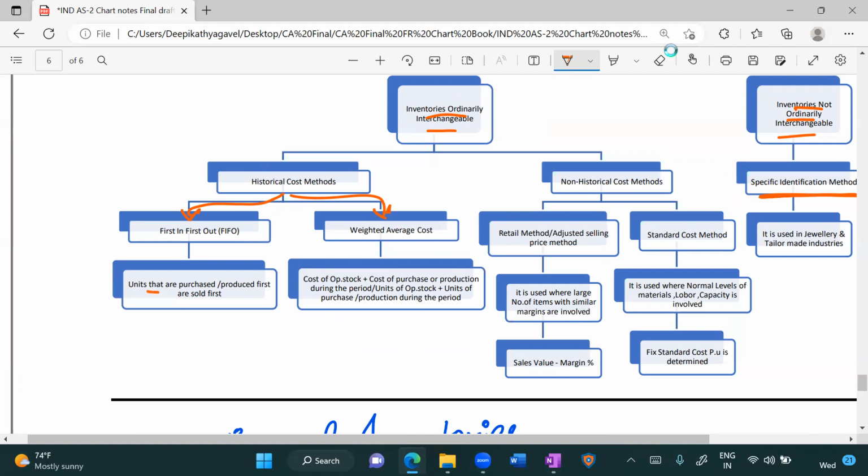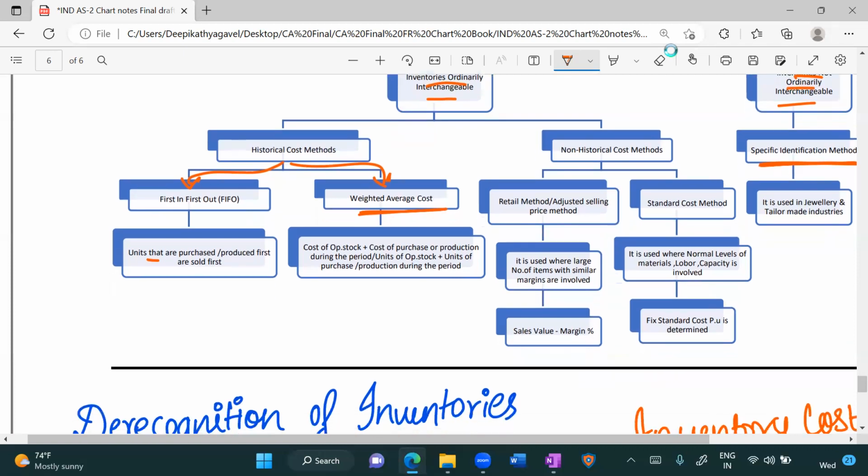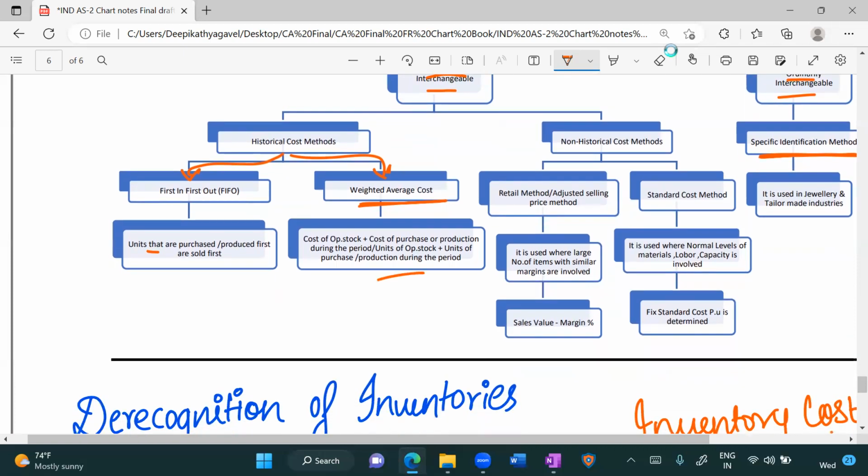Either units that are purchased or which are produced first are being sold out. But in case it's a weighted average method, how will you do it? Cost of opening stock, with that you will add the cost of purchase or production during that particular period. That will be divided by the production during the period. Here you can see the formula.